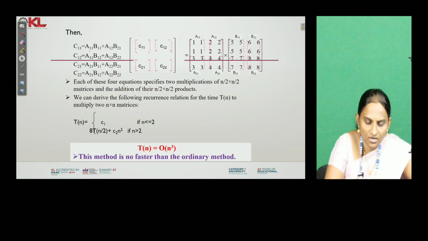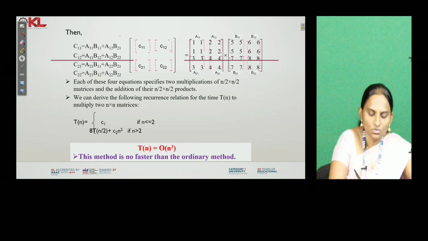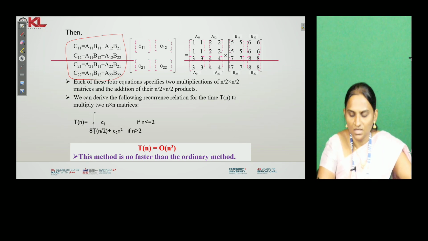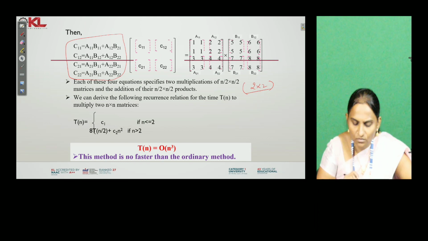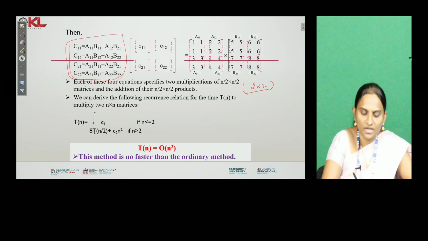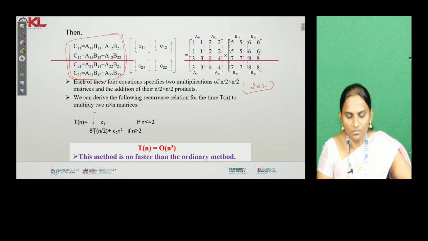So C11 equal to A11 into B11 plus A12 into B21. C12 equal to A11 into B12 plus A12 into B22. C21 equal to A21 into B11 plus A22 into B21. C22 equal to A21 into B12 plus A22 into B22. So these are the four formulas if the matrix size is 2 by 2. Using these four formulas we can calculate the matrix multiplication.